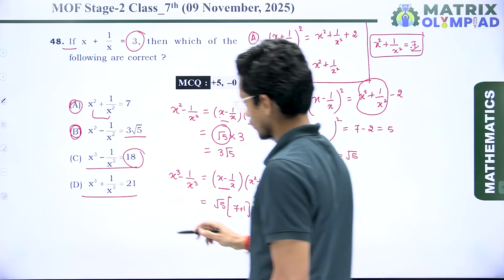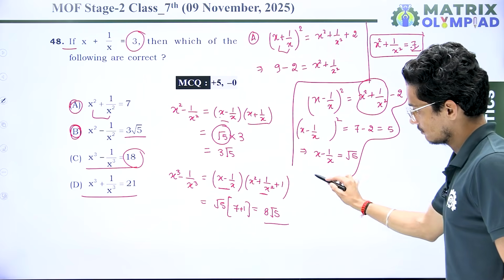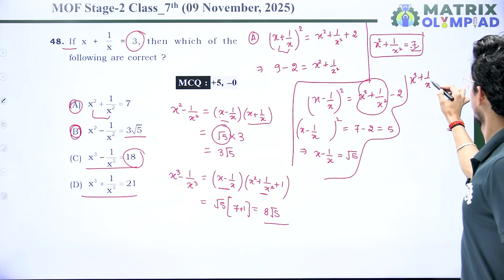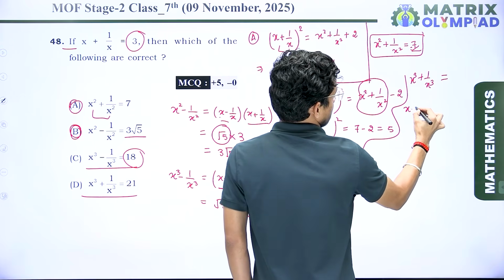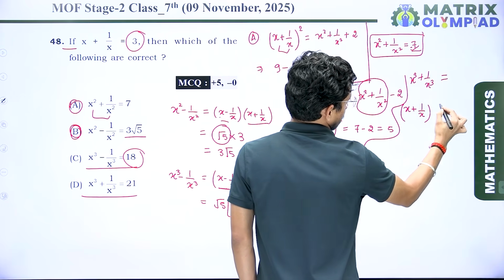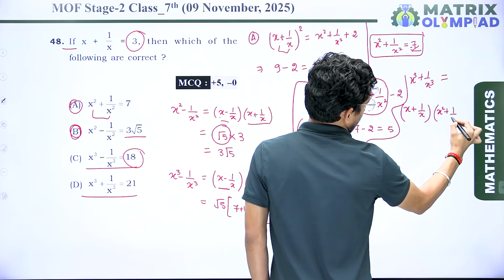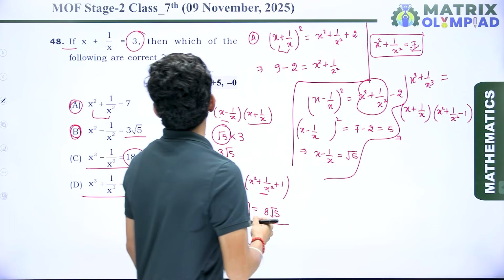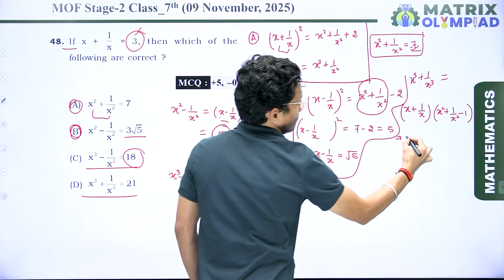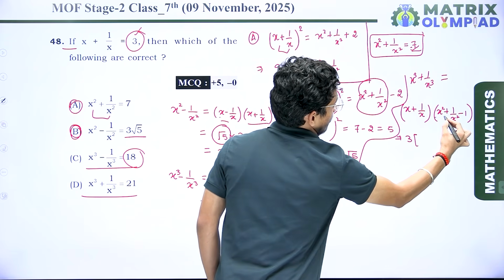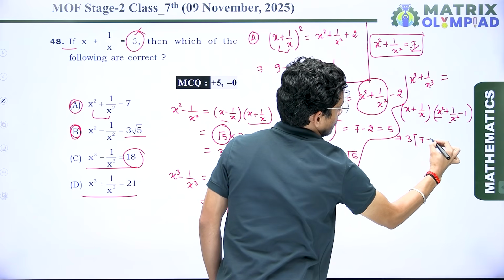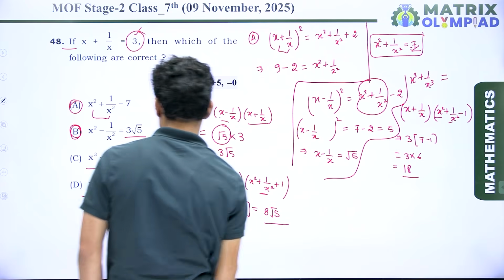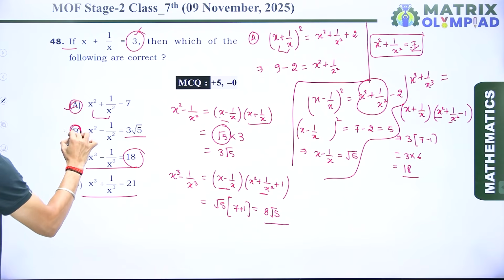Now last, that is x cube plus 1 upon x cube. So we know x cube plus 1 upon x cube, which is equal to x plus 1 upon x, square plus 1 upon x square minus 1, and the value of x plus 1 upon x already given, that is 3, and x square plus 1 upon x square, that is 7 minus 1. So 3 multiplied by 6, that is 18. So check here 18, no, it means option number A and B are the correct.